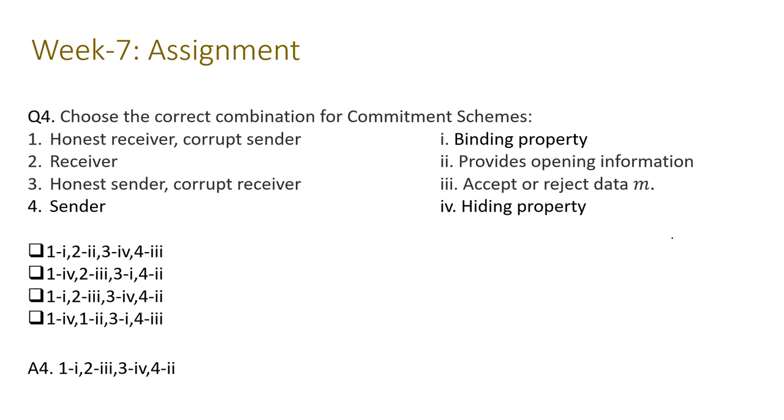Of course, if the receiver is corrupt, then it may try to gain information about the underlying message M without having the opening information about some commitment, and in order to prevent that we have the hiding property. So 3 maps to 4.